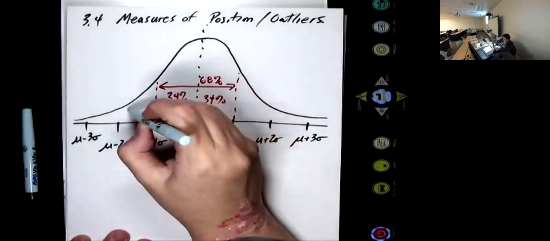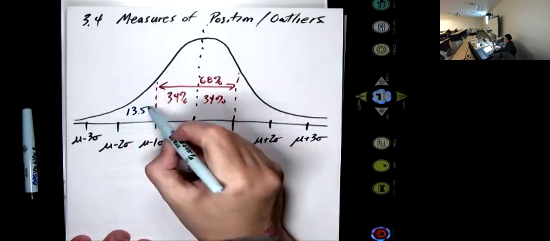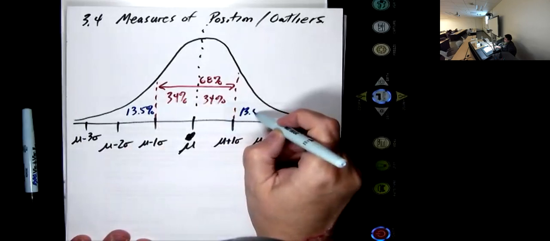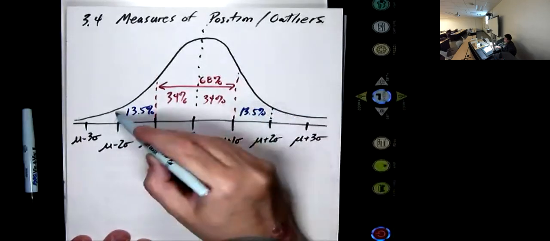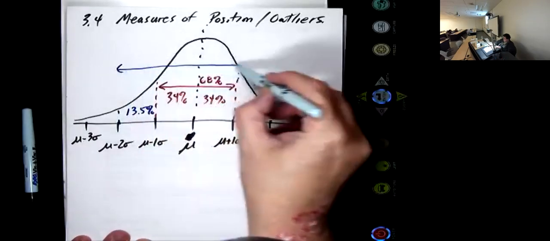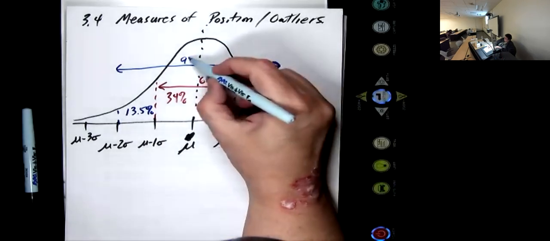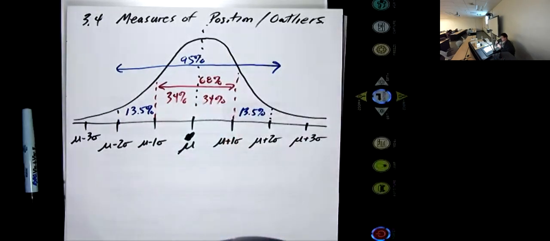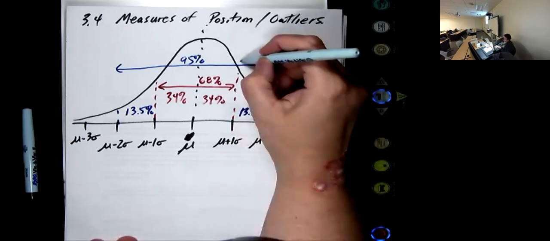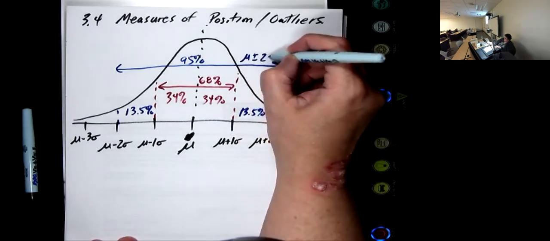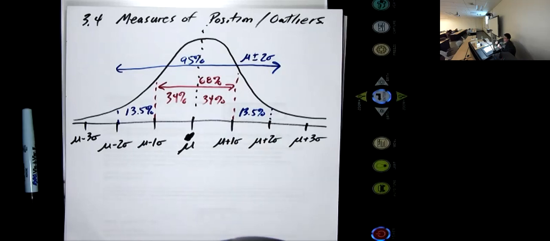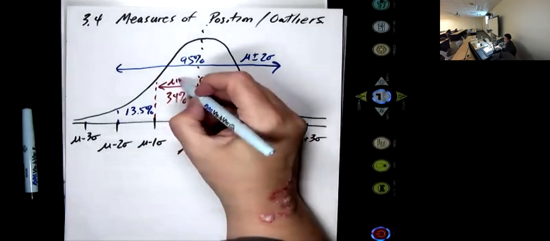The next two have 13.5%. So in between these two, going from -2 to +2, we have 95%. And this is mu plus or minus two deviations. The red one is just between plus or minus one deviation.